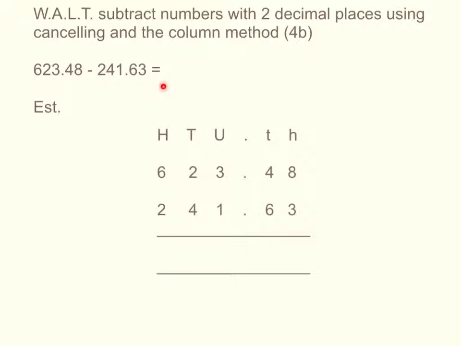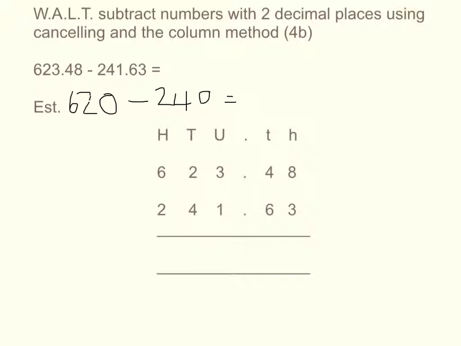So instead of having 623.48, I would have 620, and instead of having 241.63, I would have 240. This would allow me to make an estimate.